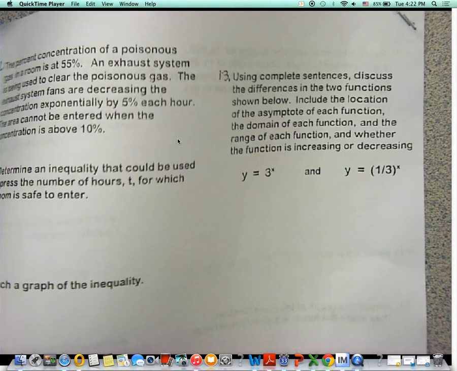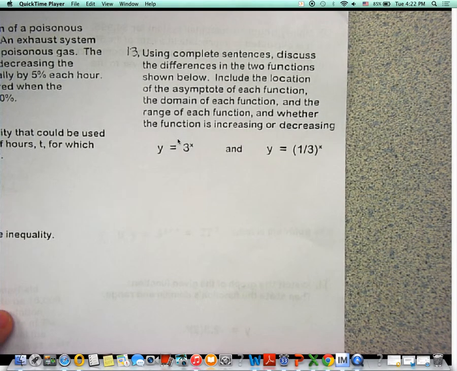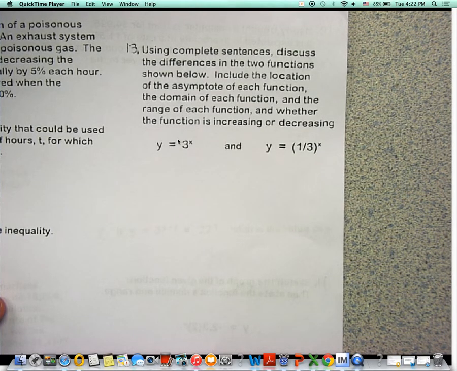Okay, we're on number 13. Using complete sentences, discuss the differences in the two functions shown below. Include the location of the asymptote of each function, the domain of each function, and the range of each function, and whether the function is increasing or decreasing.